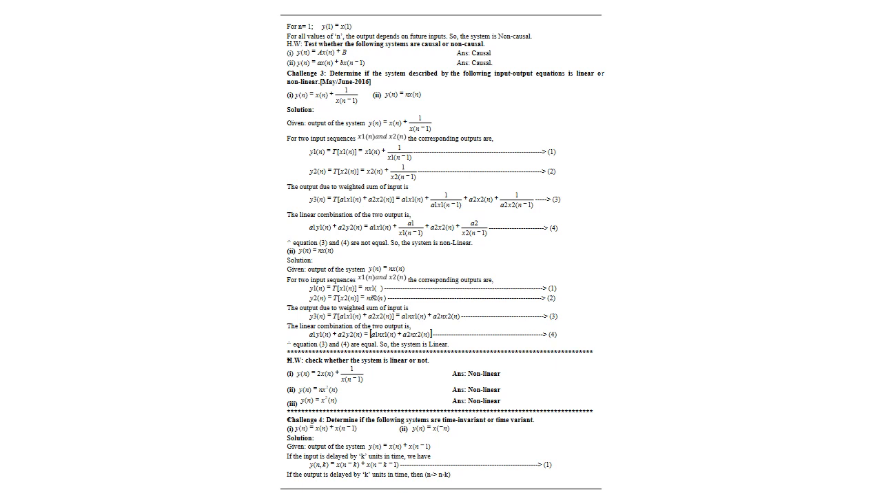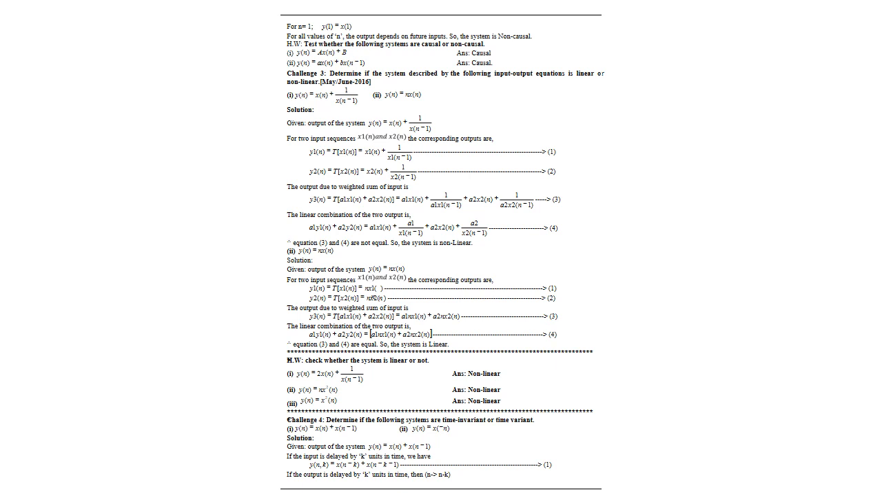So y3 of n is equal to T of a1 x1 of n plus a2 x2 of n, that is a1 x1 of n plus 1 by a1 x1 of n minus 1 plus a2 x2 of n plus 1 by a2 x2 of n minus 1. The linear combination will be a1 y1 of n plus a2 y2 of n, equal to a1 x1 of n plus a1 by x1 of n minus 1 plus a2 x2 of n plus a2 by x2 of n minus 1. Both equations three and four are not equal. So the system is a non-linear system.